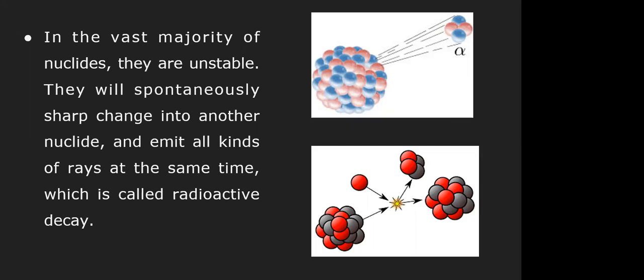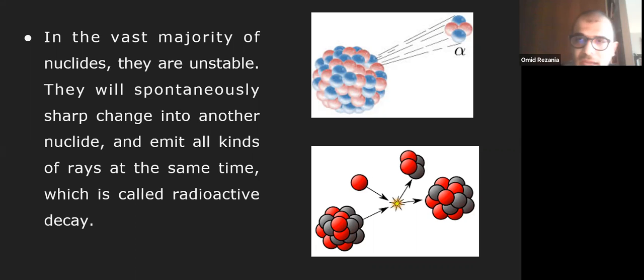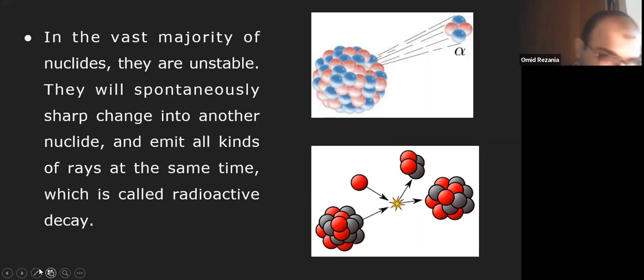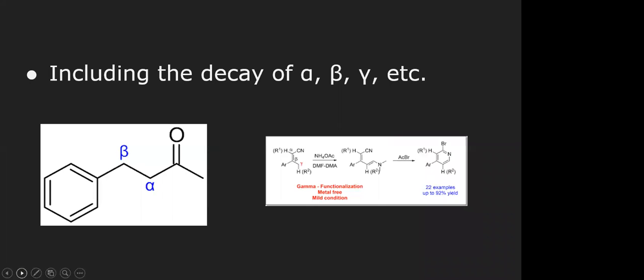In the vast majority of nuclei, they are unstable. Yes, the next one. Okay, let me see. And I have something more. They will spontaneously change into other nuclei and emit all kinds of rays at the same time. Radioactive decay, that's right. That's what we talked about on the previous slide, huh? Yes. Very nice. Oh my God. This picture looks very familiar. This one is good also. Good slides. Thanks, Gloria. Including the decay of alpha, beta, and gamma.